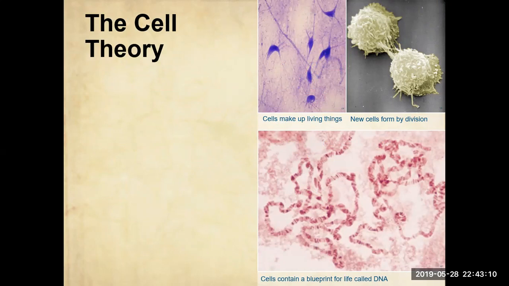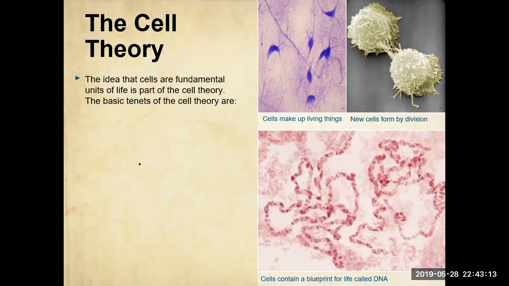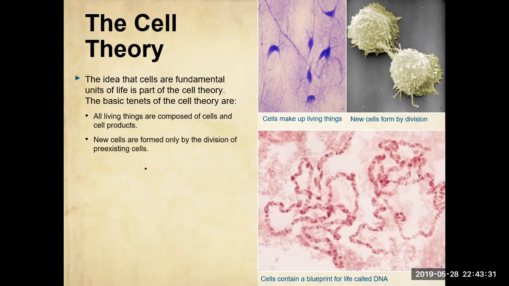First, the cell theory. The idea that cells are fundamental units of life is part of the cell theory. The basic tenets of the cell theory are: all living things are composed of cells and cell products. New cells are formed only by the division of pre-existing cells. A cell contains the inherited information, meaning genes, used as the instructions for growth, functioning, and development.